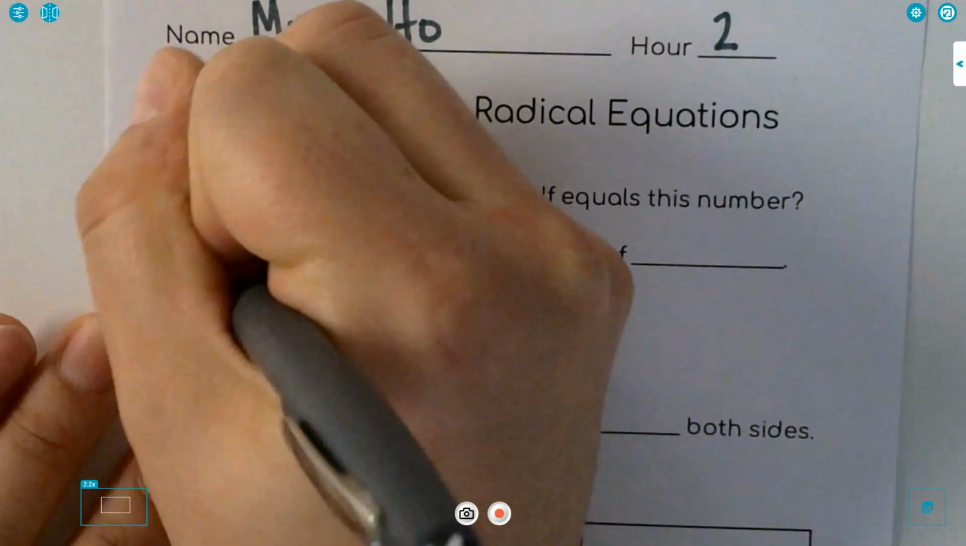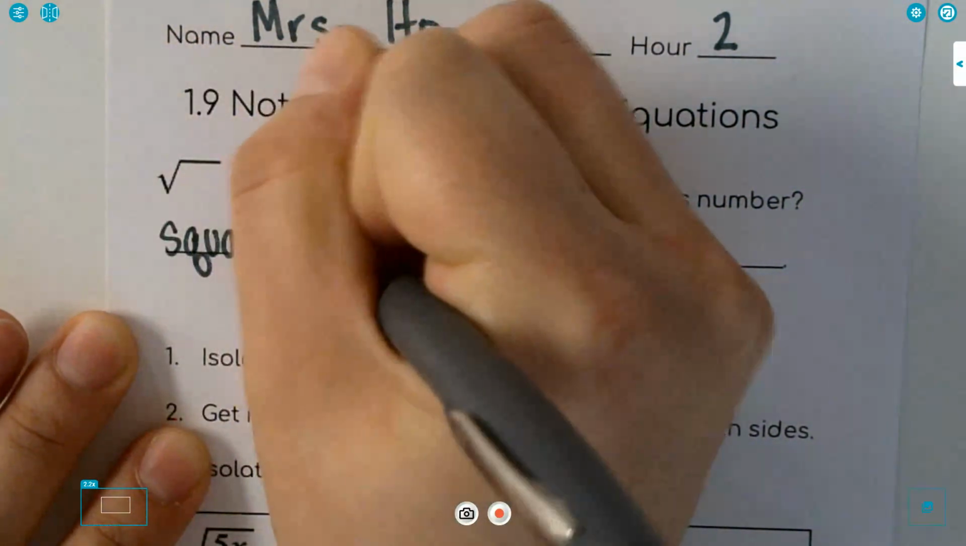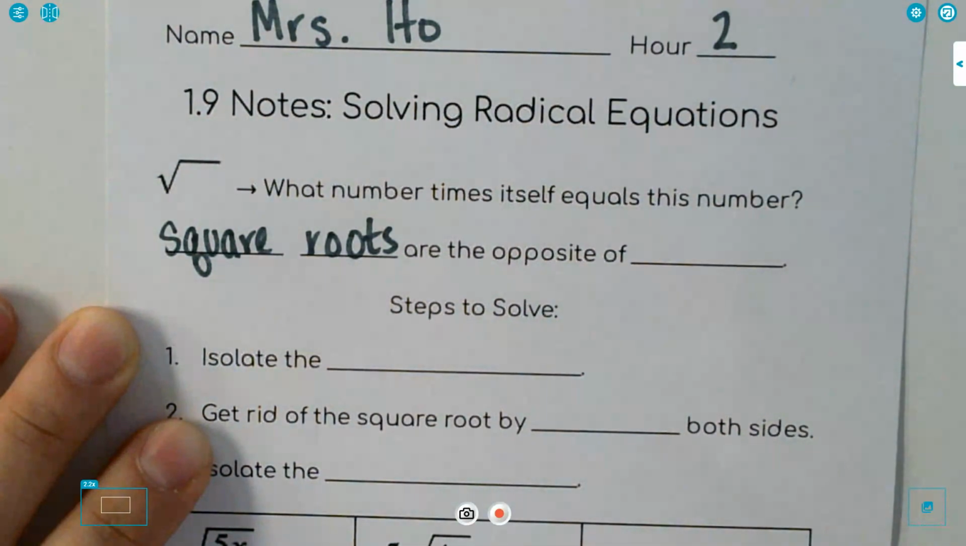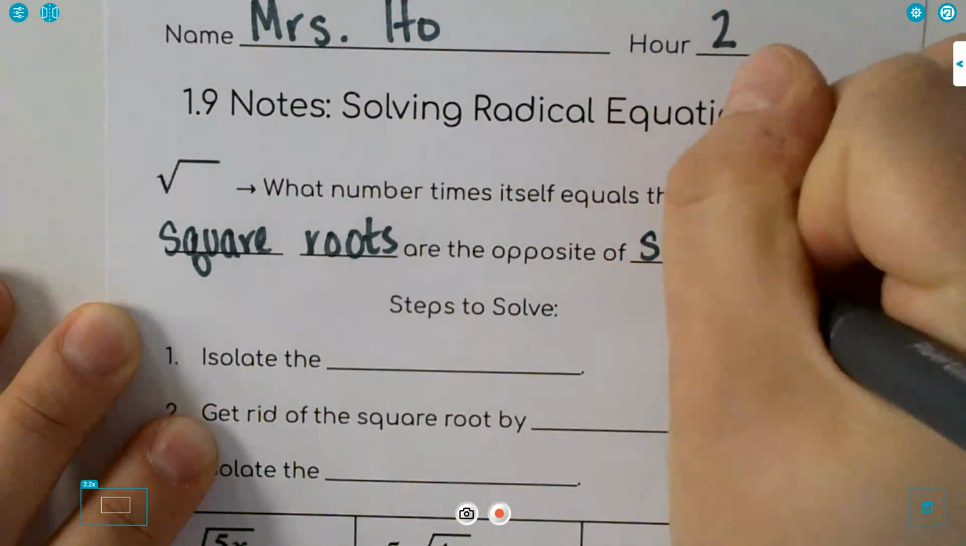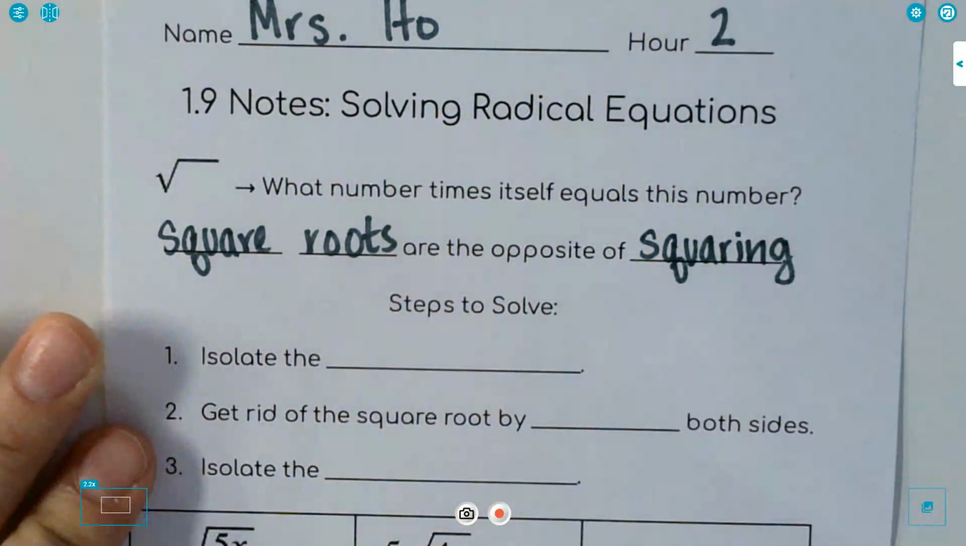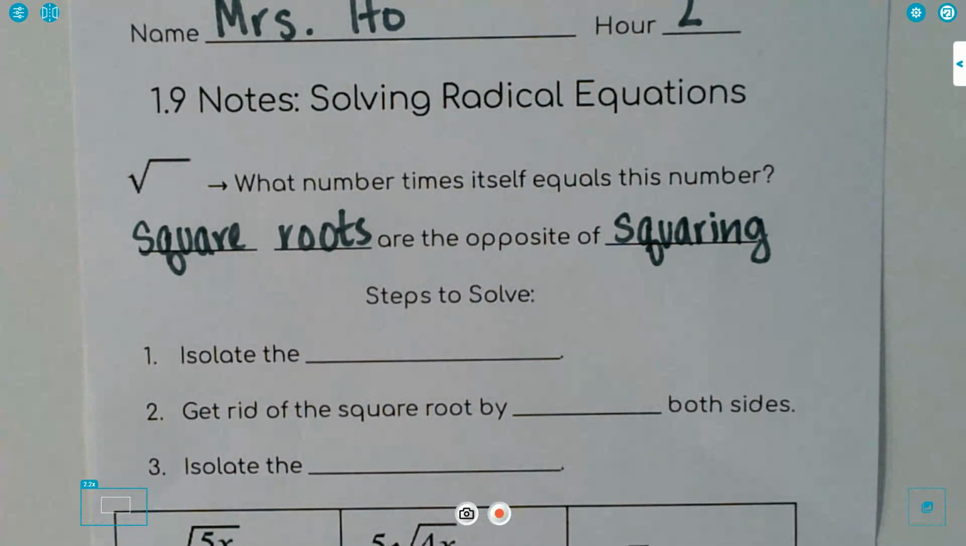So we have this new set of opposite operations. Square roots are the opposites of squaring. So just like adding and subtracting cancel each other out, squares and square roots cancel each other out.